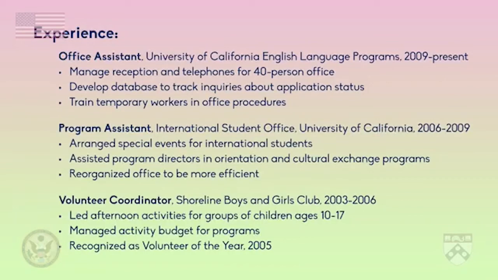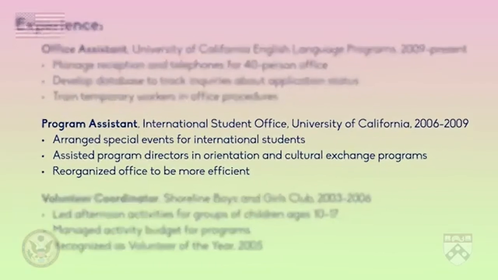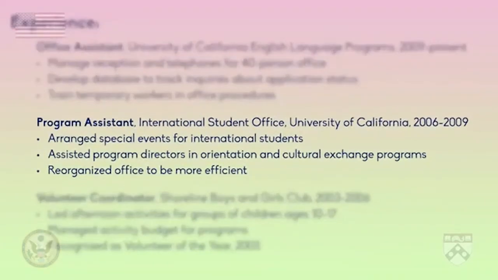For example, look at Tomoko's second experience as a program assistant. You can see that she has arranged special events and organized the office to be more efficient. These actions show the reader that she is well organized. This is an example of personal trait skill that is valuable to many employers.